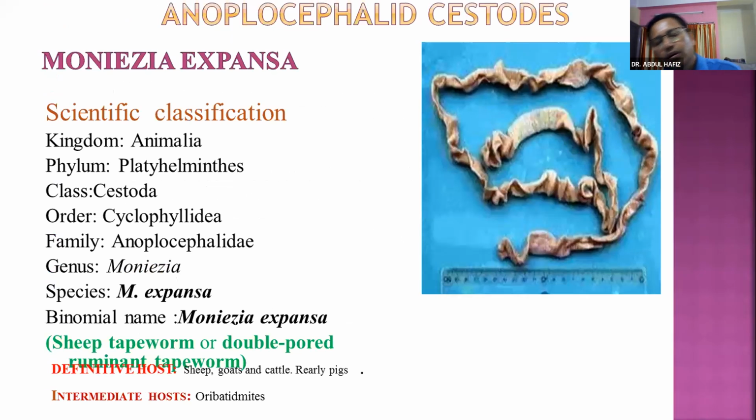Now it's cestodes. Cestodes are another type of parasite. Moniezia expansa is the main parasite, and its kingdom is Animalia, and species is Moniezia expansa. Sheep tapeworms are very dangerous because they block the intestinal wall, so we cannot pass the food material through the intestine. Sometimes intussusception also occurs, so animals used to die suddenly.